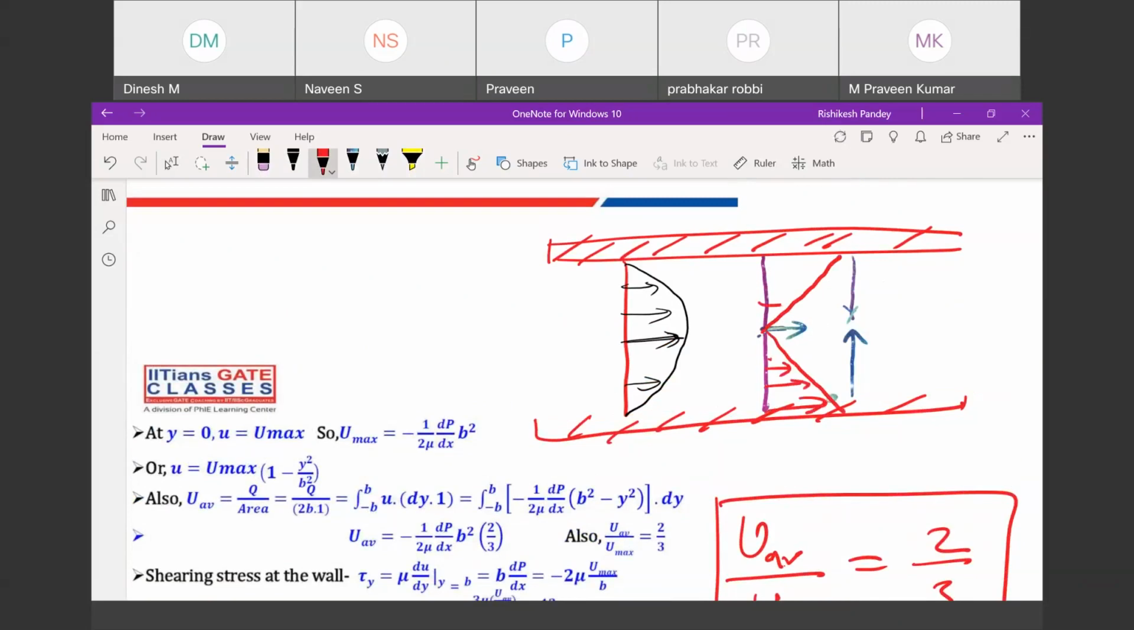It is linear and it is maximum at the walls. Shear between two fluids is not there. That's why it is 0 here, at the center, and at the walls only it is maximum. This represents the value; now this distance is reducing. At the center it is 0.